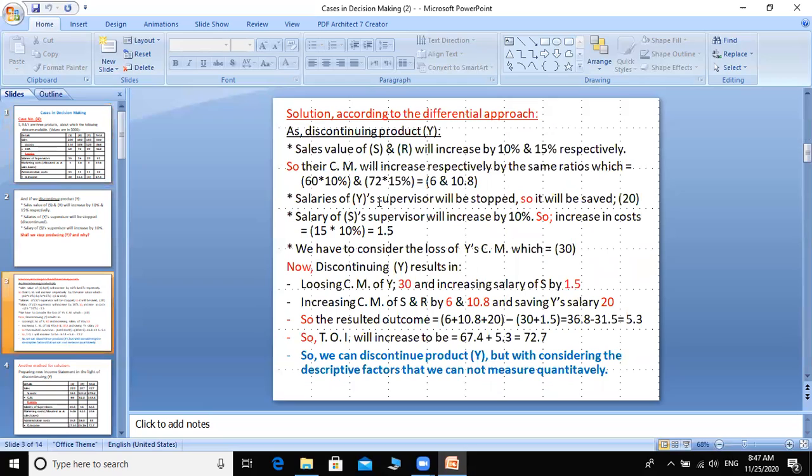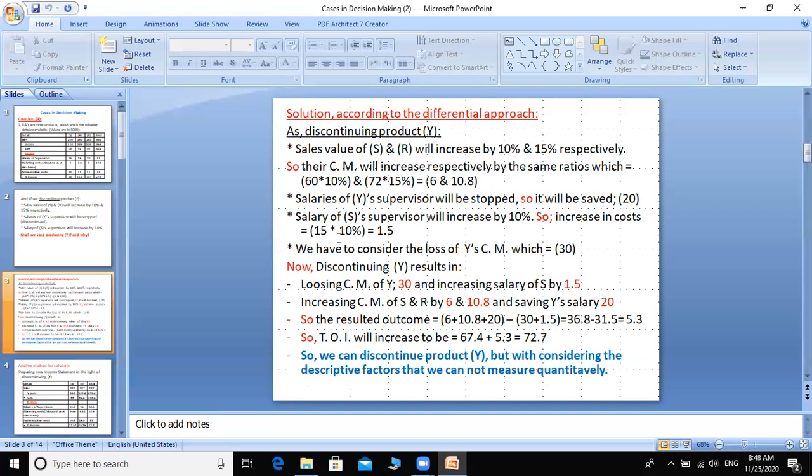The salary of Y's supervisor will be stopped. So we will save Y's supervisor salary, that is 20. So I have increasing contribution margin of S and R, 6 plus 10.8, and I will save 20 from Y's supervisor. All these are benefits for the company. The salary of S supervisor will increase by 10%. This is a cost that should be deducted from the savings and the benefits of the company here.